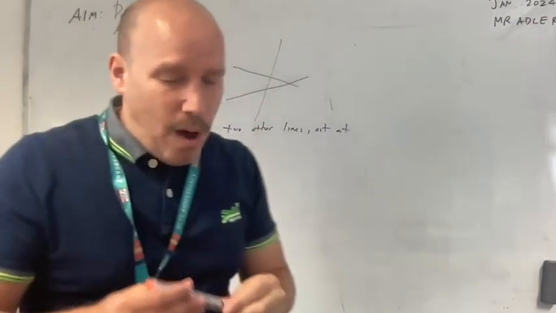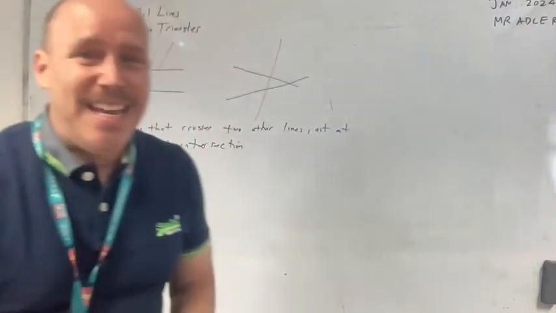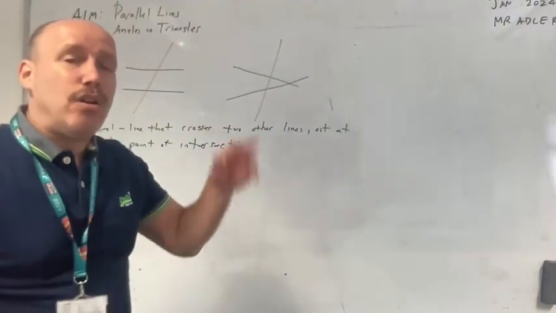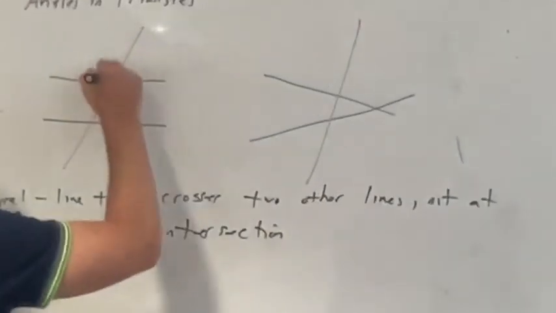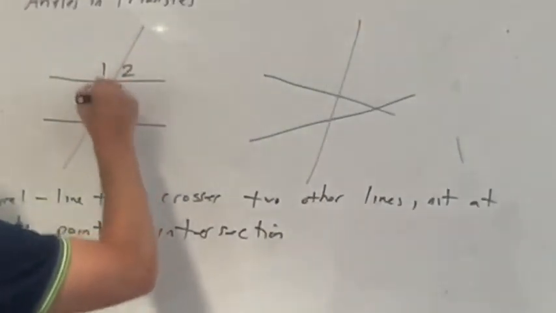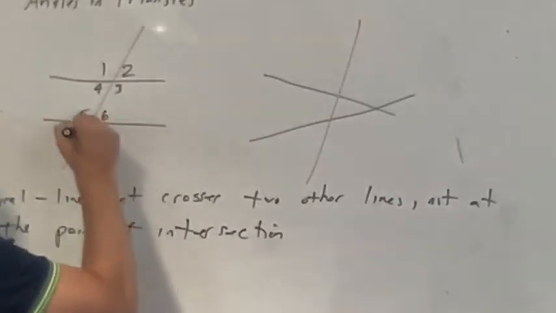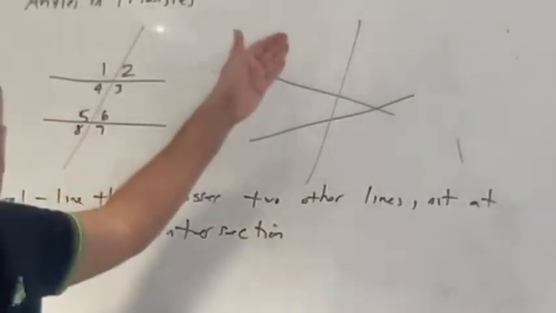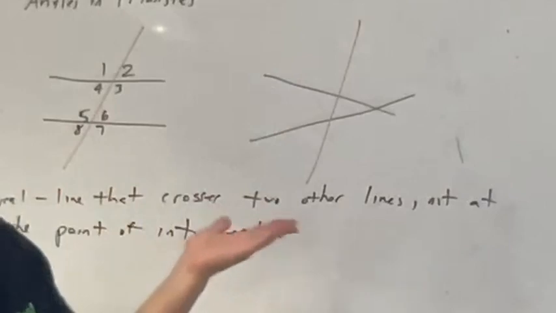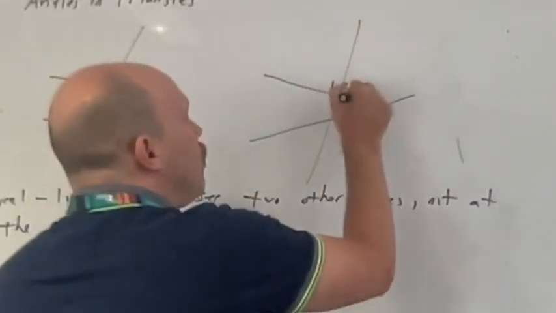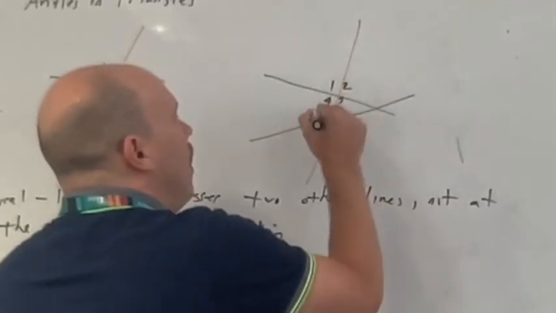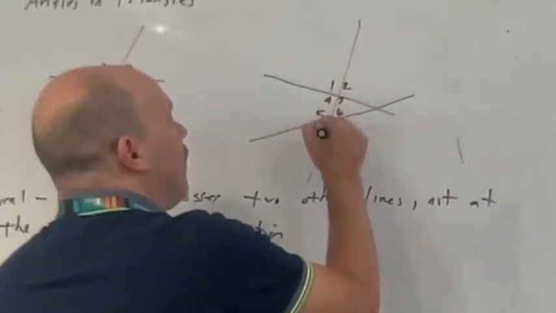Now, when we cut two lines with a transversal, we create 8 angles. So I'm going to call this 1, 2, 3, 4, 5, 6, 7, 8. And over here, we also create 8 angles. So this is 1, 2, 3, 4, and here's 5, 6, 7, 8.